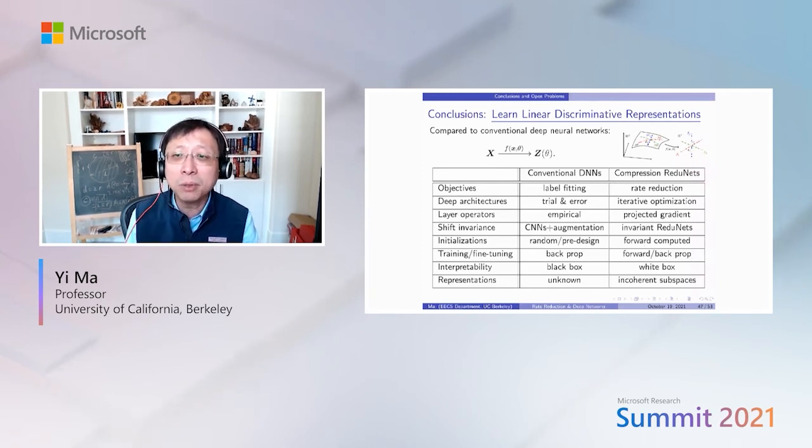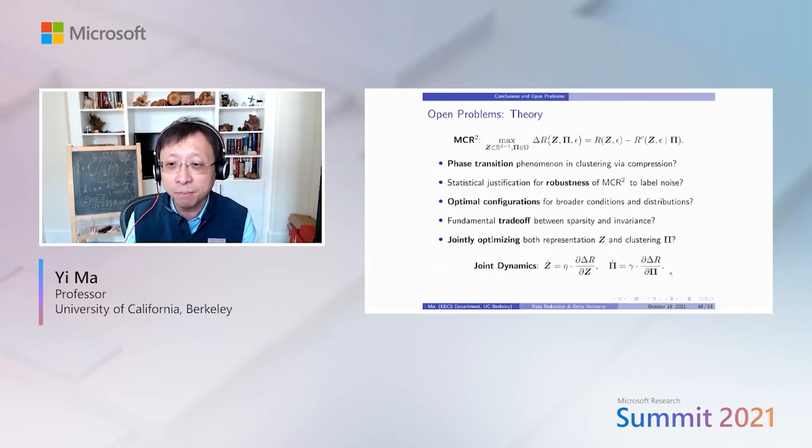Yet the compression approach is completely the opposite, right? The objective is clear, and for the first time, the network is completely forwardly computed. And you can fine-tune in either a forward or backward way. There's nothing special about backpropagation once you understand the origin of deep networks. And the whole network is a pure white box.